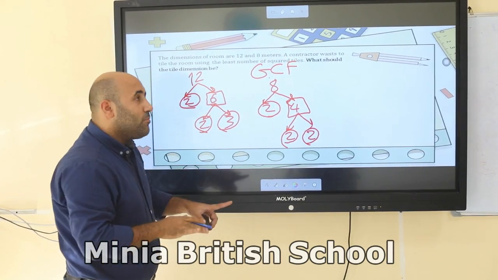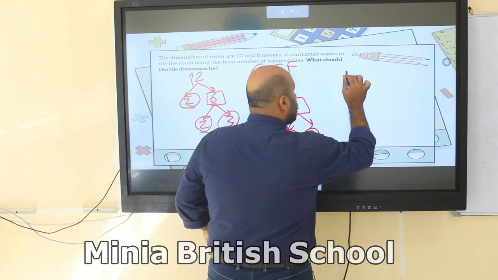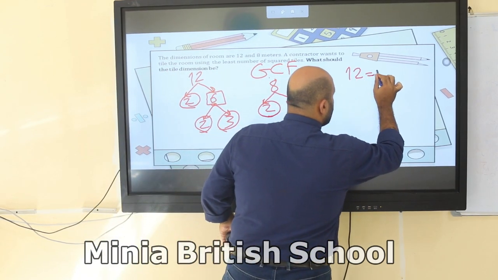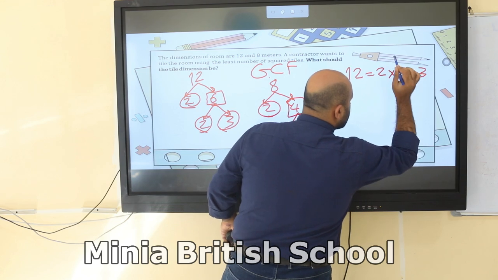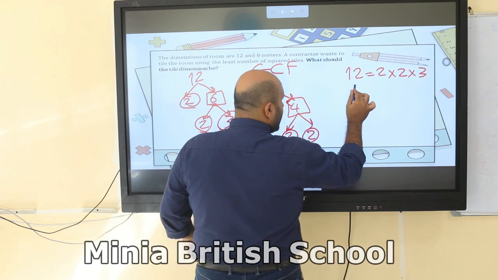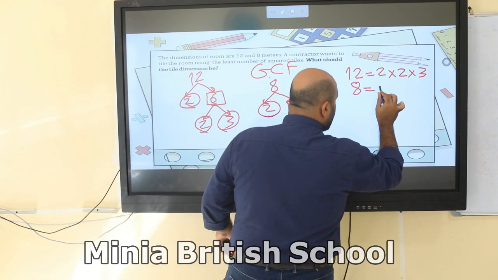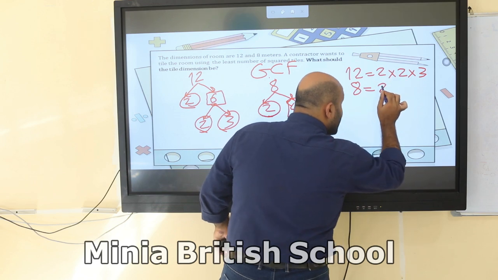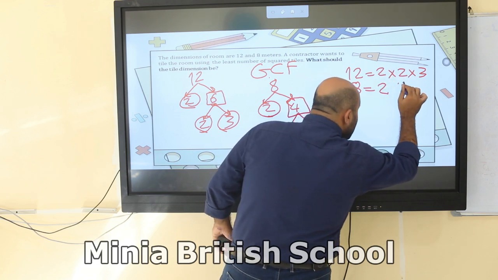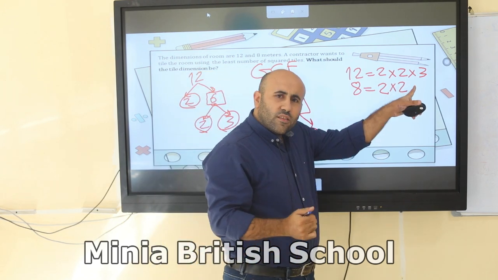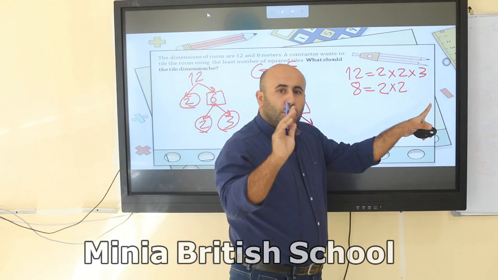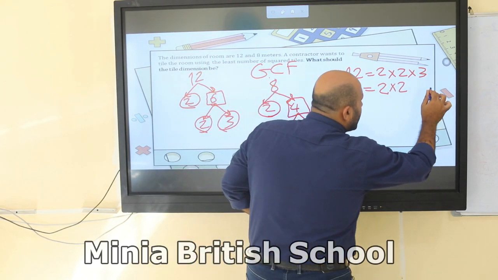So let's write the prime factorization for both of them. 12 equal 2 times 2 times 3. The same way, the 8 equal 2, under the 2, the similar 2, under the similar 2. What about the third one? Should I write it underneath the 3? No, I will write it away, just like this.